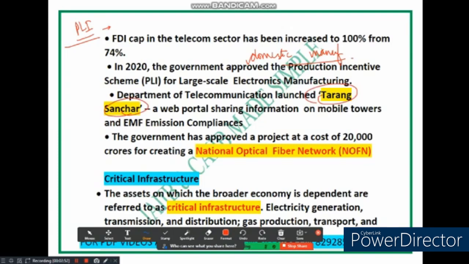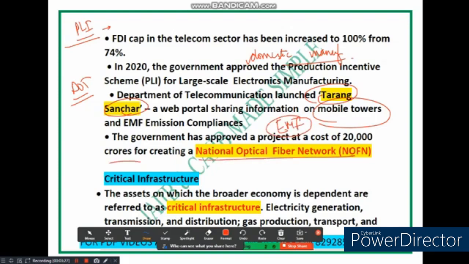So basically the Department of Telecommunications, in short we call it DOT, has introduced a web portal known as Tarang Sanchar. This portal serves as a platform to provide information and ensures compliance with the regulations related to mobile towers and electromagnetic field emission. So this portal shares details about the location of mobile towers, the companies operating them, and also the level of EMF emission. What is the level of EMF emission? It also tells.